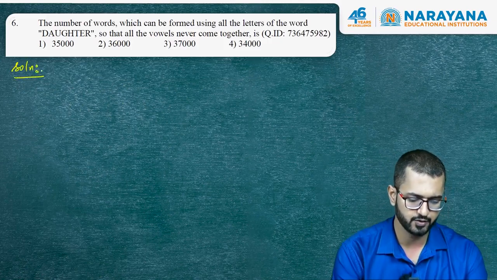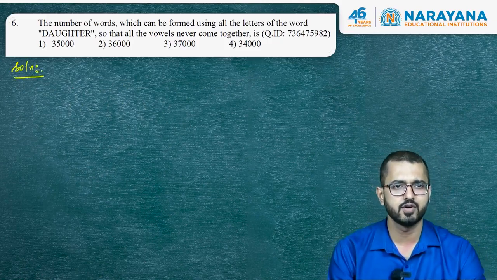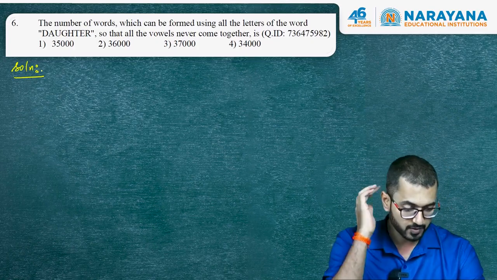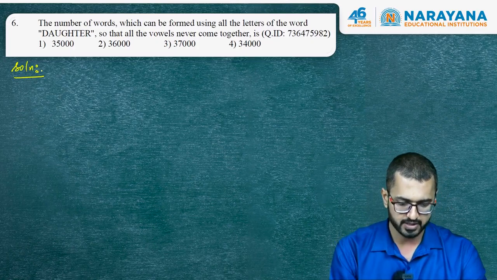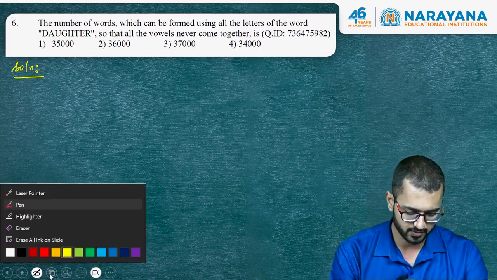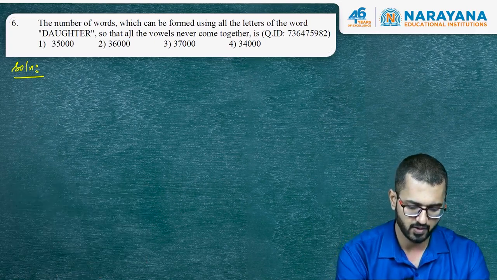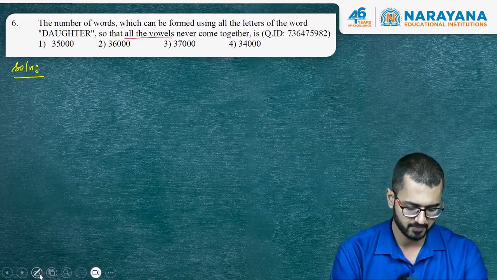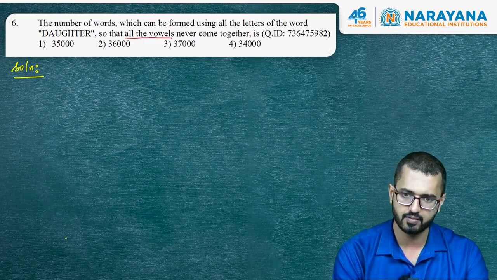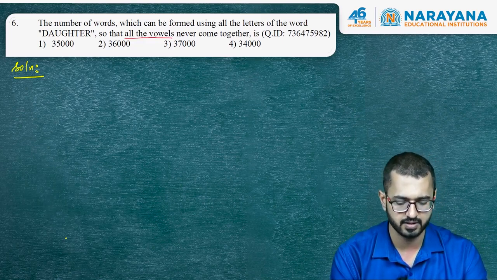So here this is given to be what? The number of words which can be formed using all the letters of the word daughter, so that all vowels never come together. So here this is the key. We have all vowels. Okay. All vowels never come together. So it is all vowels.